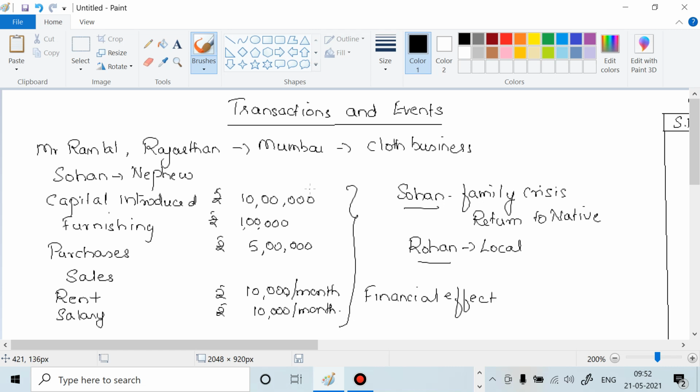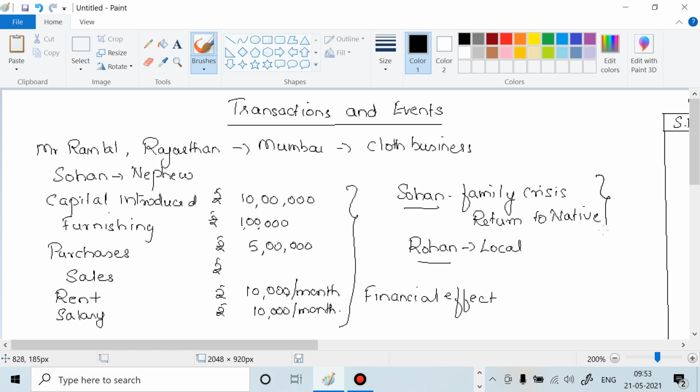Like here, 10 lakh is coming into the business, 1 lakh has been spent on interiors, 5 lakh is being spent on purchase of those ready-made items that he is going to sell. There are going to be several sales made during the year. He has to pay rent, again 10,000 per month going out of the business. Salary has to be paid every month to the employee for the work he's doing. So all these have a financial impact.